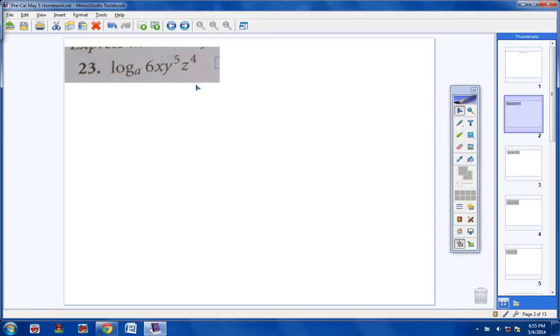Okay, the directions say, I believe, something to the effect of: express in terms of sums and differences of logarithms. Let's just find the directions here. So here we go.